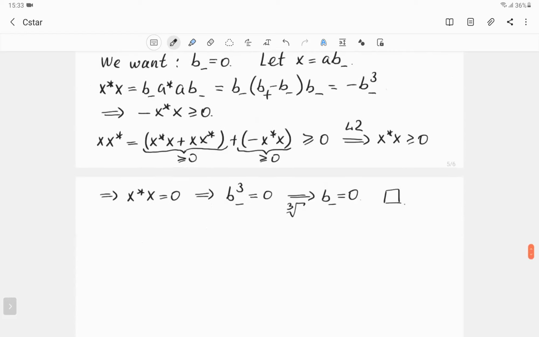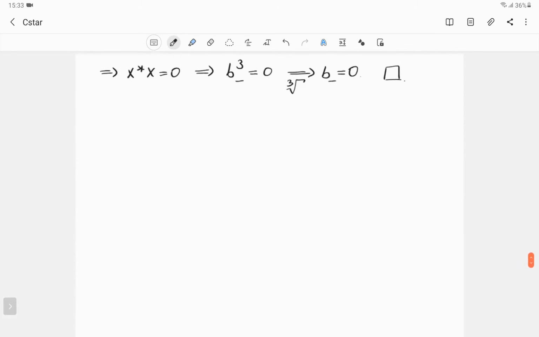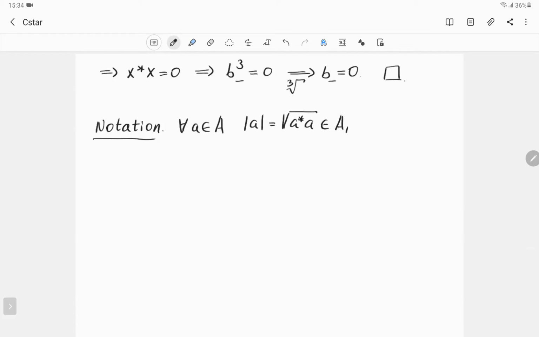As an application of this theorem, we can now define the absolute value of any element in our C-star algebra. So we introduce the following notation. For each element A in our algebra, we define the absolute value of A to be the square root of A star A. So we now know that A star A is positive, so we can take the square root and we get a positive element in our algebra.